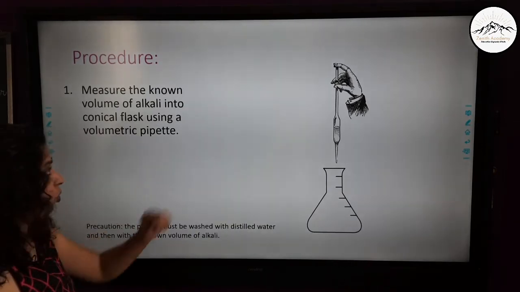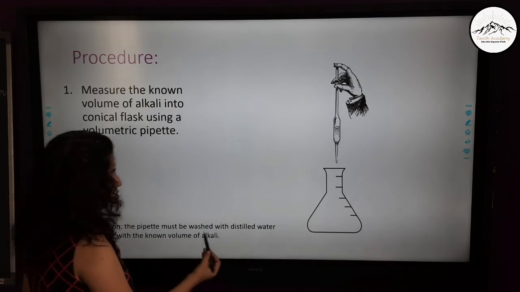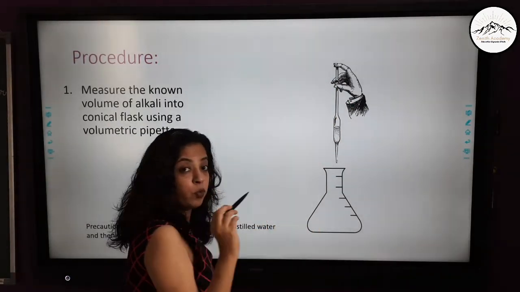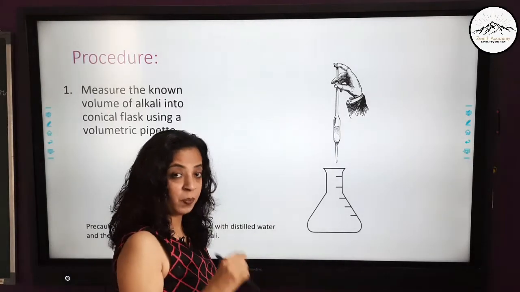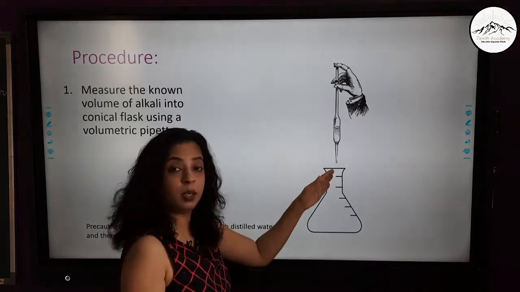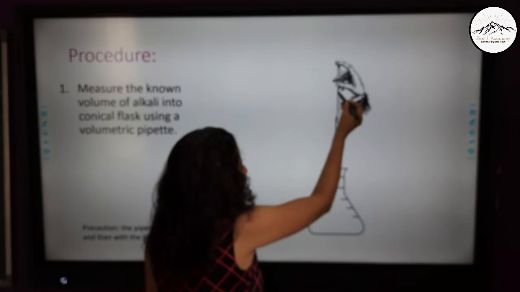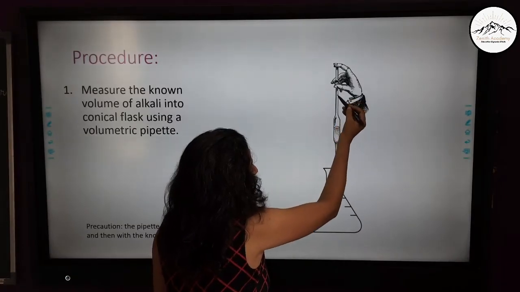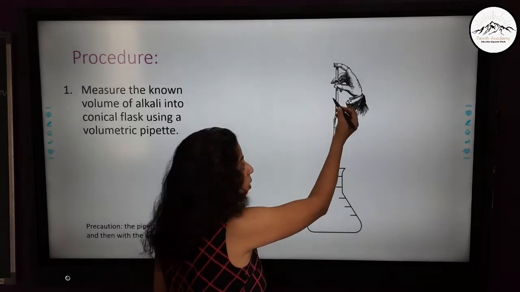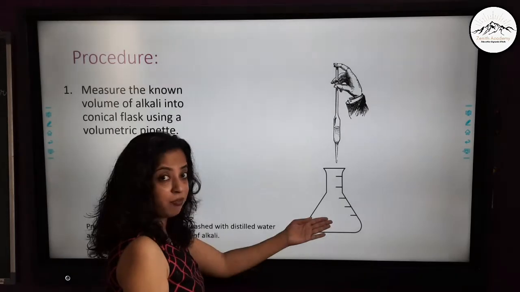Now we have to take a precaution that the pipette must be washed with distilled water and then with the known volume of alkali. So when you are using any pipette, first you have to wash the pipette with distilled water and then with a small amount of alkali so that there are no impurities in it. And then you take a fixed amount, okay, there is a mark here. There are different pipettes of different volumes. You fill it at the exact mark which is given and then release it so that you get a fixed volume of alkali.